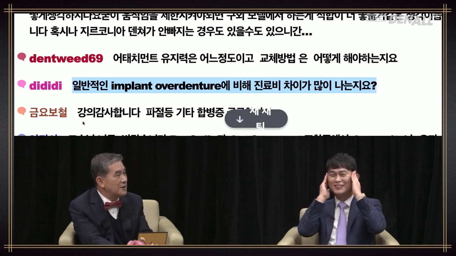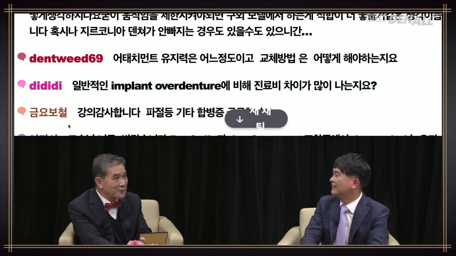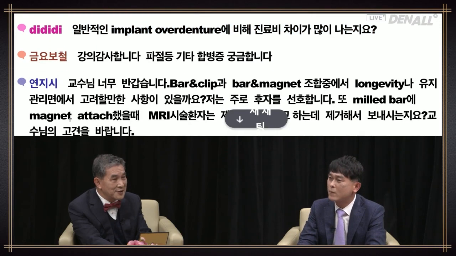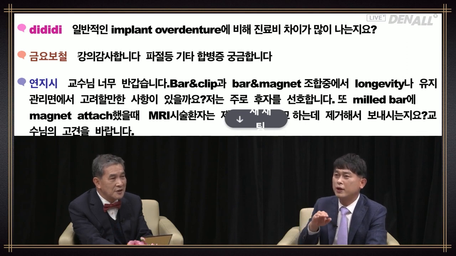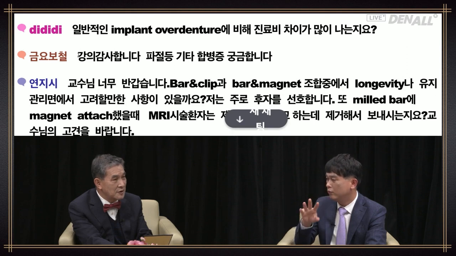How much is ADD-TOC? ADD-TOC is a Korean product, very cheap. The Locator is like 150 to 160,000 won, and ADD-TOC is like 60 to 70,000 won.